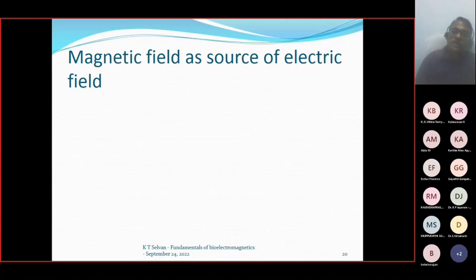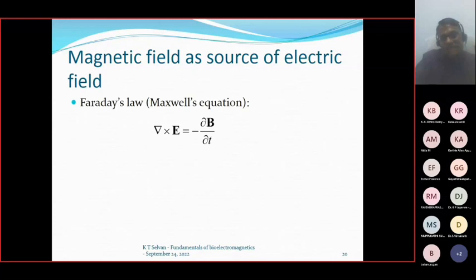We will consider that. We will start with stating one of the most important Maxwell's equations, which is Faraday's law. Again, if you're not familiar with this notation, it's called curl of E. Don't bother too much, because all that it says is that a time-changing magnetic field, B is magnetic field, E is electric field, produces an electric field. So a time-changing magnetic field produces an electric field.